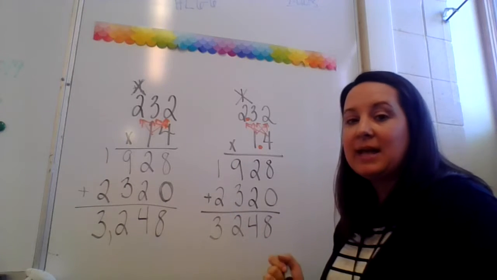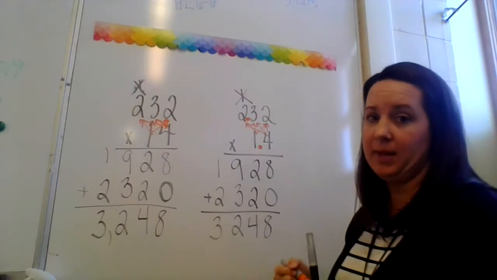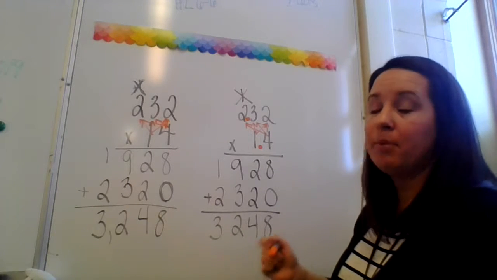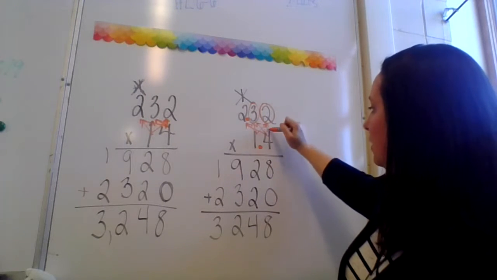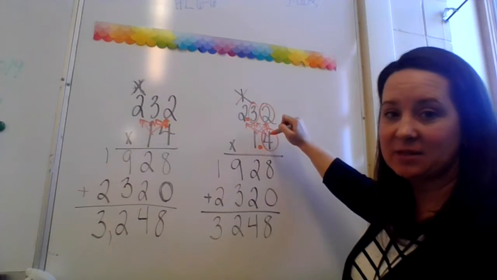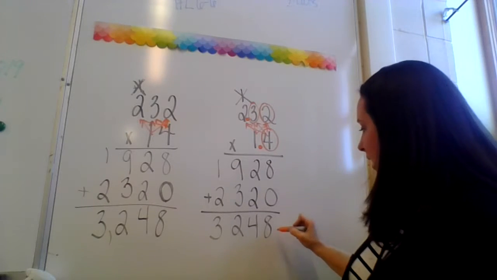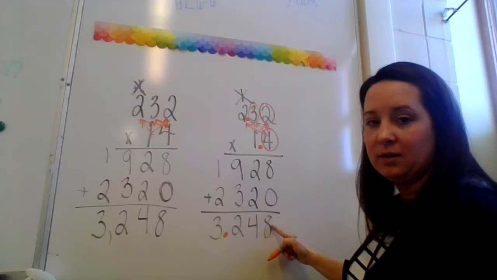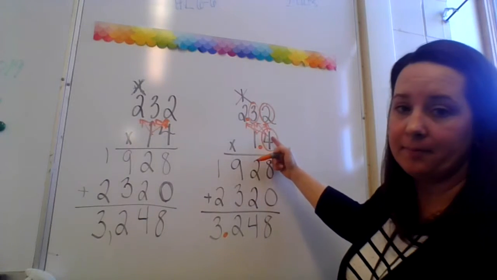So now, instead of just leaving this as a whole number answer, I have to go back to my original problem. And I have to count how many decimal places there were in both numbers. So I have a 3 as a decimal place and a 2. And then here's one more over here. So that I have 1, 2, 3 decimal places in my problem. I need to have 3 decimal places in my answer. So if I put my decimal here, then I would have 1, 2, 3 decimal places in my answer, as well as 3 in the problem.